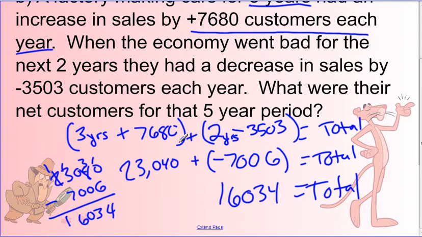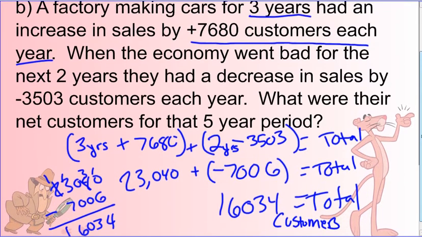Okay. Do you see how that multi-step problem worked out? We found the total for the first 3 years that was all positive, and the total of the next 2 years that was all negative. When we combined those two together, we combined the positives and the negatives and figured out how many were left over, and we found there were 16,000 customers left over. And that's how we got our answer.